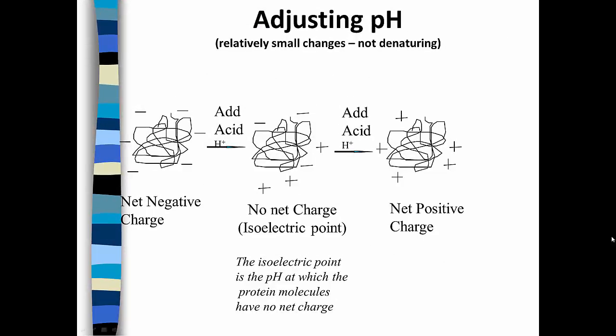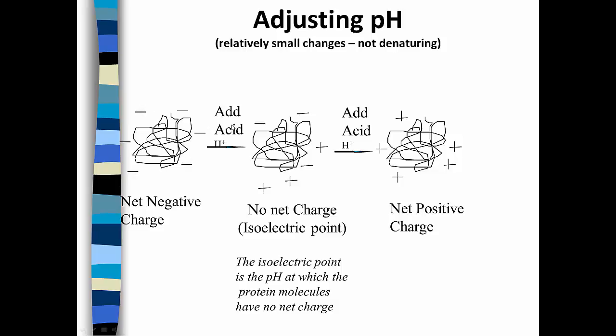This should look like a familiar slide because we talked about it when we had the general lecture on proteins. So this could be milk as it comes out of the cow. This is a protein molecule, so this would be a casein protein. And the casein proteins as they come out of the cow have a net negative charge, which has a lot to do with those phosphate groups in it.